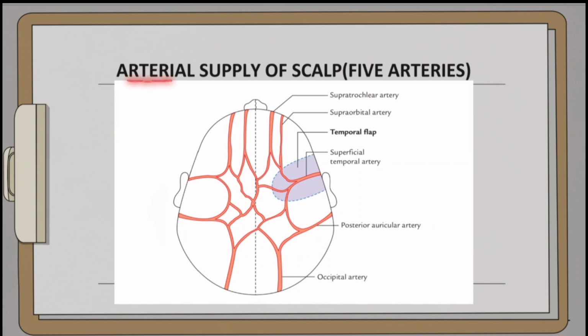Now we'll be talking about the arterial supply of the scalp. There are 5 sets of arteries in the scalp area. In front of the ear, you can see the blood supply coming from the supratrochlear and supraorbital arteries. These both are branches from the internal carotid artery, whereas the 3 branches, one is the superficial temporal artery, behind the ear lobule the posterior auricular artery, and behind this the occipital artery. These 3 are branches from the external carotid artery.